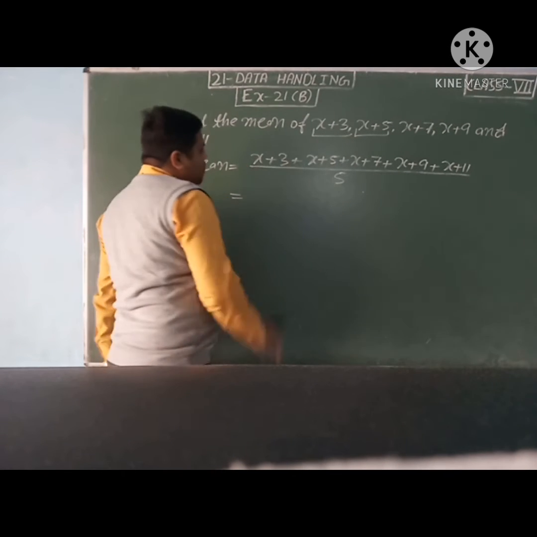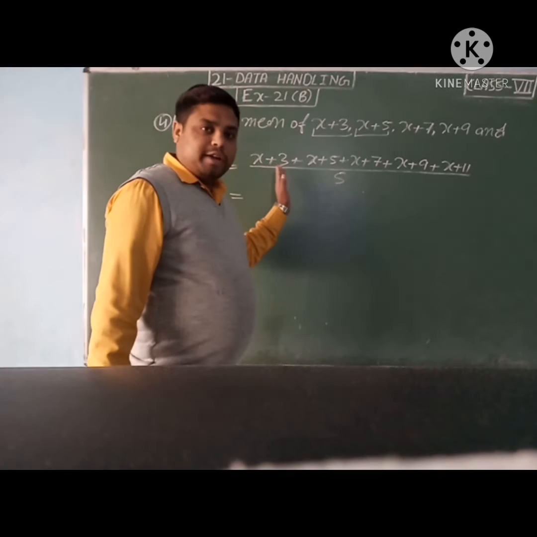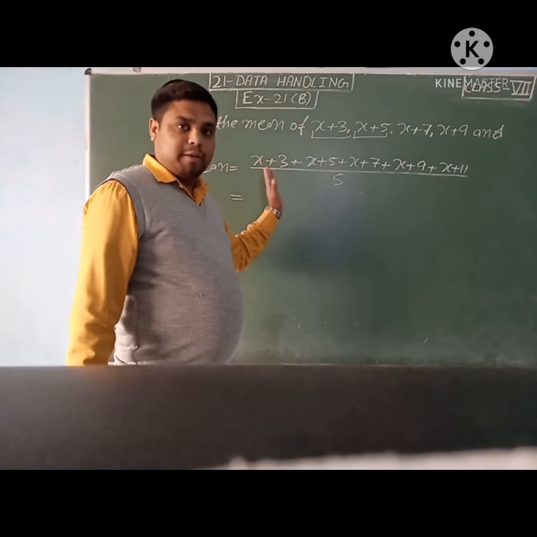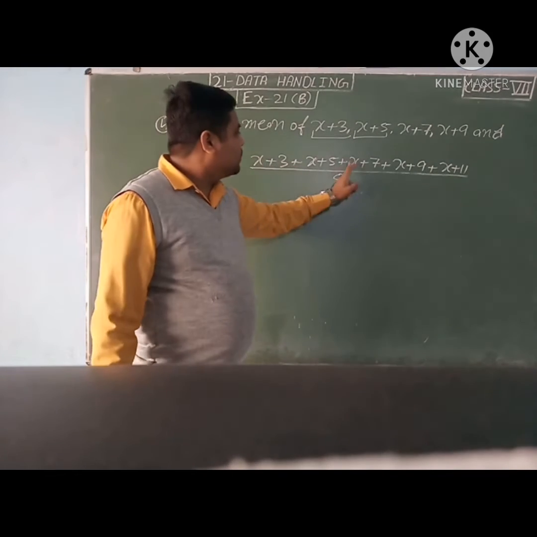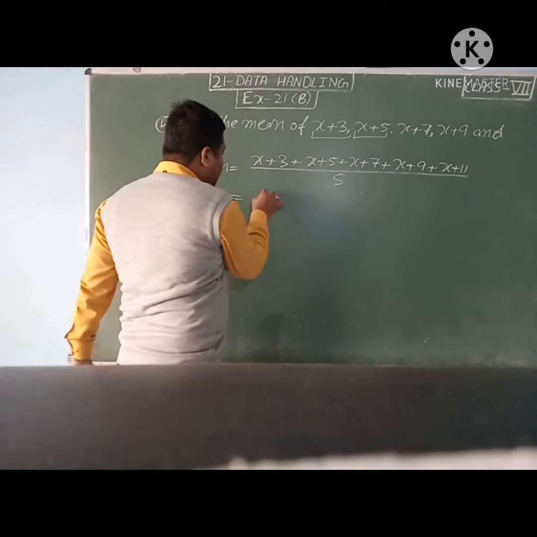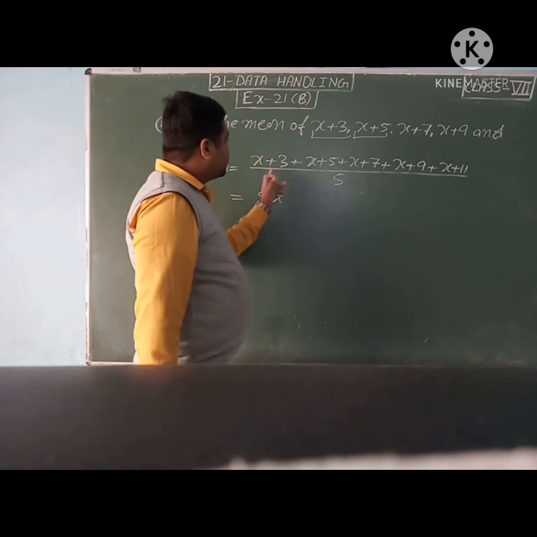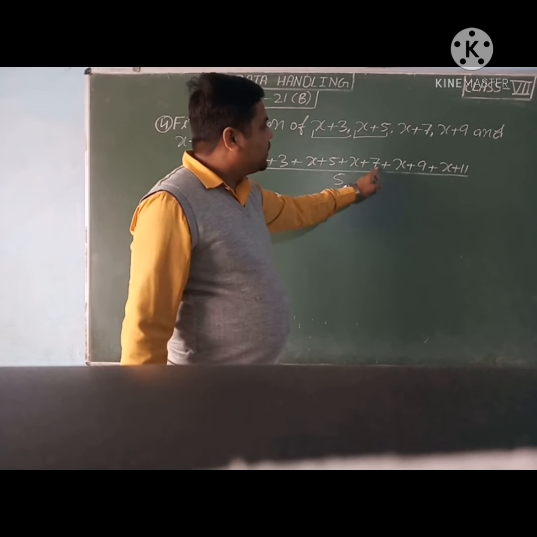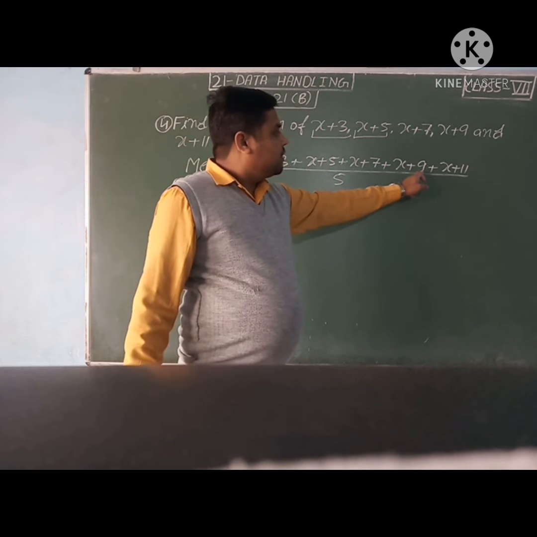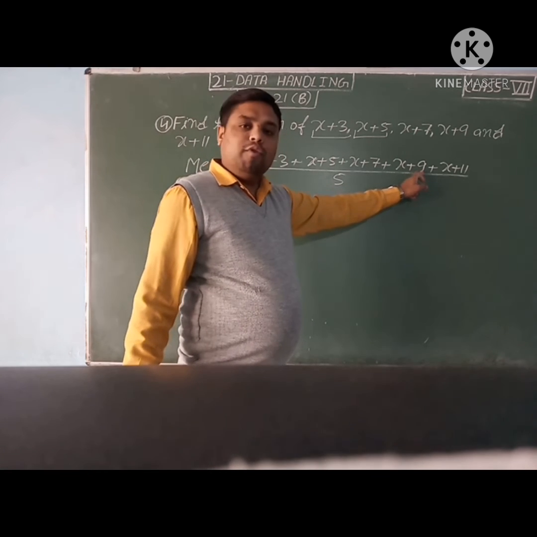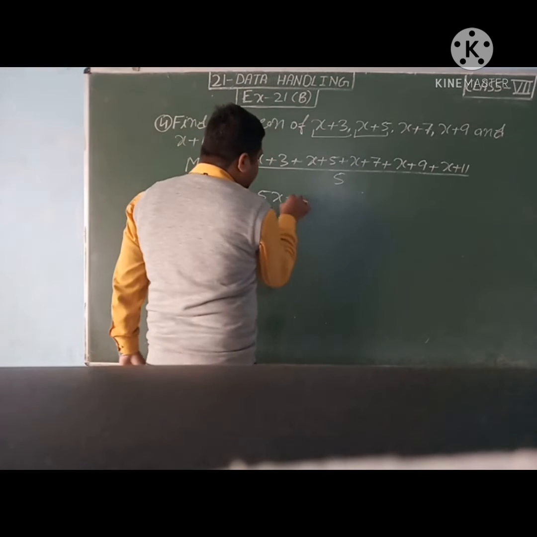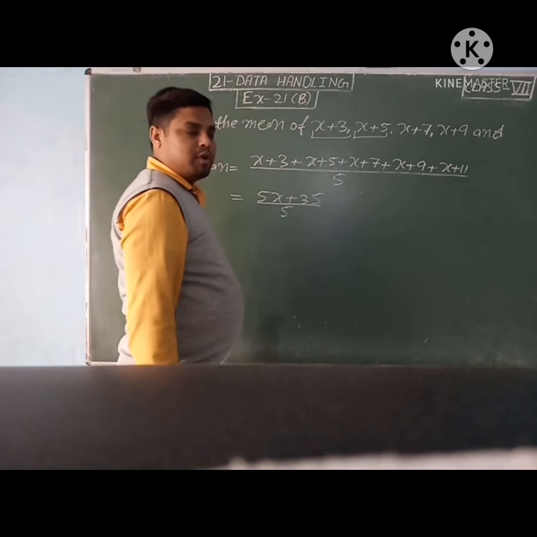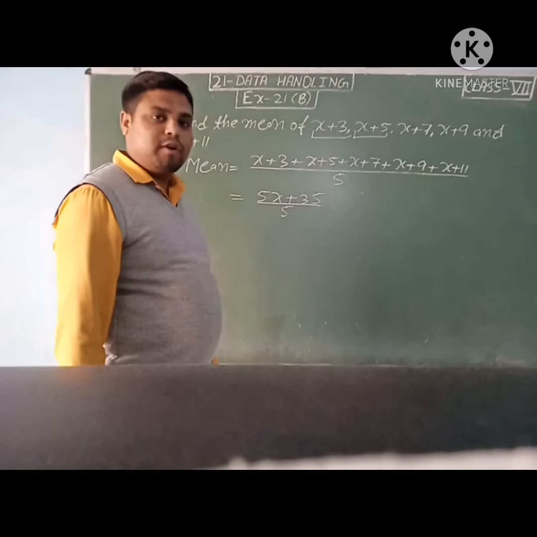So there are two types of like terms, x and numbers. So we cannot add x and numbers, we will add separately. So x: 1, 2, 3, 4, 5. It means 5x. Then 3 plus 5 is 8, plus 7 is 15, plus 9 is 24, plus 11 is 35. So 35 upon 5. So it is coming 5x plus 35 upon 5.